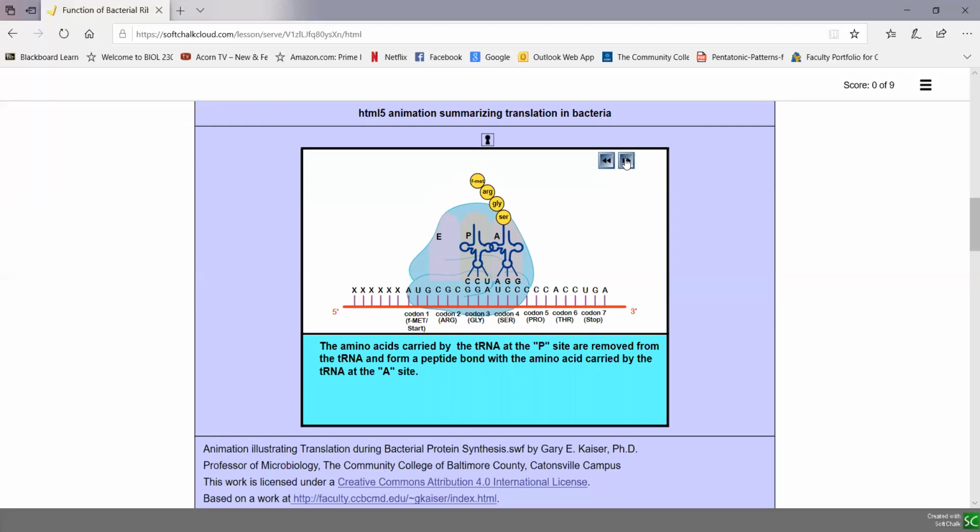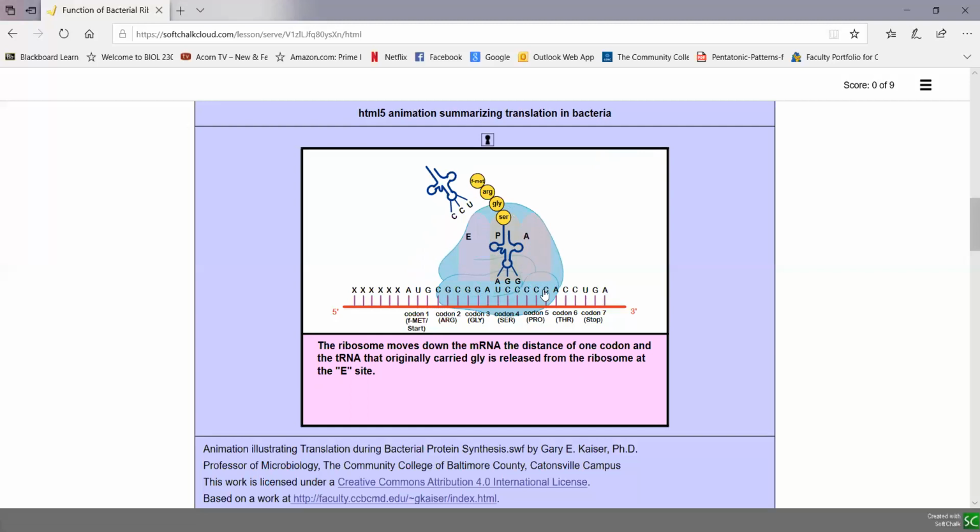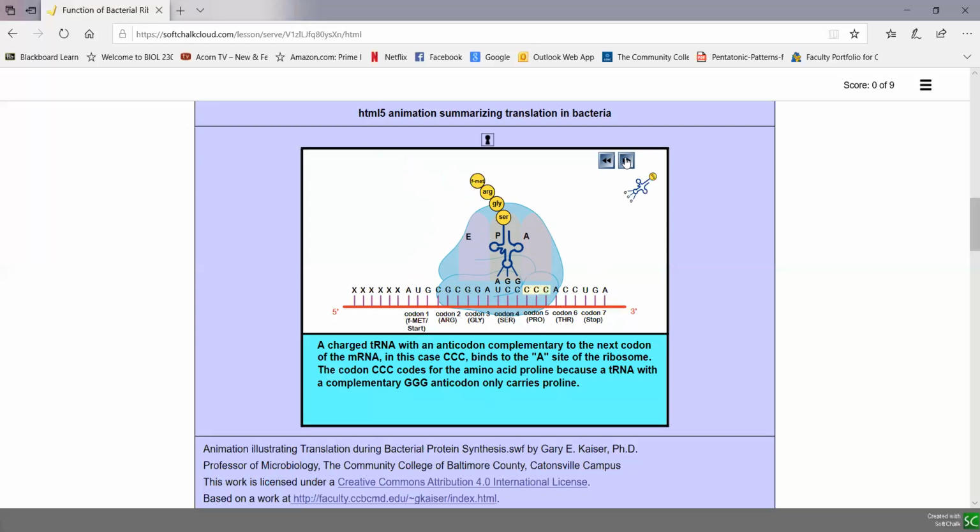And as the messenger RNA moves down, the old transfer RNA at the P site that's now uncharged moves to the E site where it exits the ribosome, and that opens up a new codon to be read at the A site, which is CCC. And that codes for the amino acid proline. And only a proline-carrying transfer RNA has a complementary anticodon, GGG. So the transfer RNA with a GGG anticodon hydrogen bonds with a CCC codon, inserting proline in its proper place.